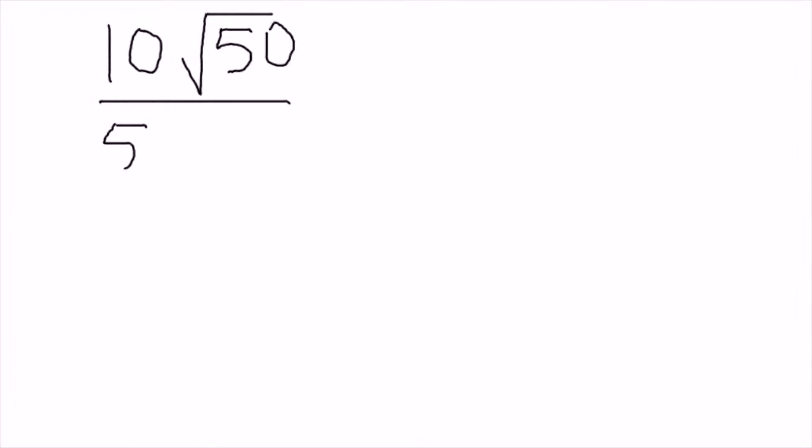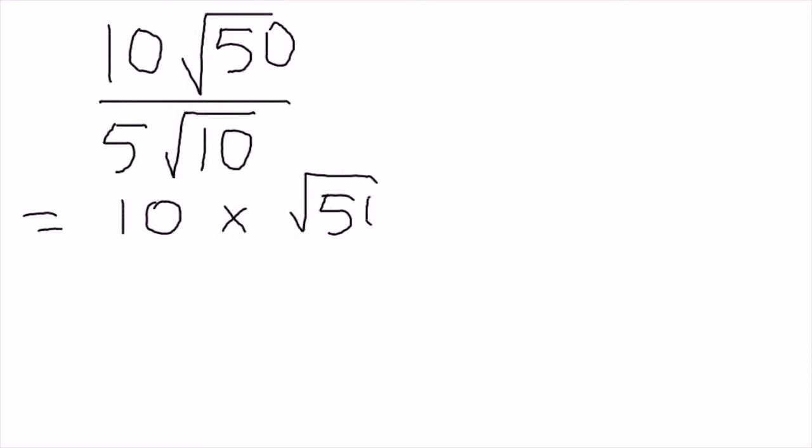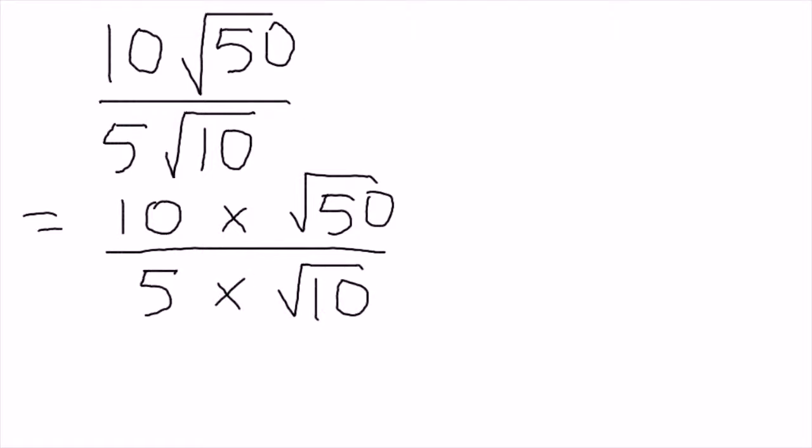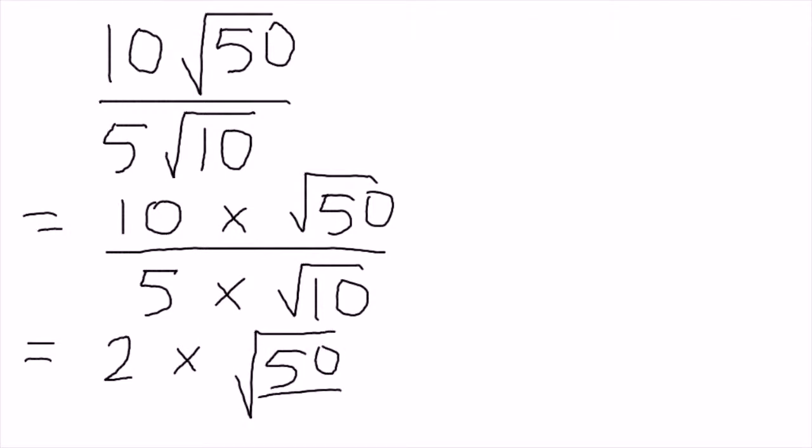So we're given the expression 10 root 50 divided by 5 root 10. To simplify this, we know that it is also equal to 10 times root 50 over 5 times root 10. So if we write it down again, we can get 10 divided by 5, which is equal to 2, times root 50 over root 10, as root 50 over 10, as you know, is equal to root 50 divided by root 10.